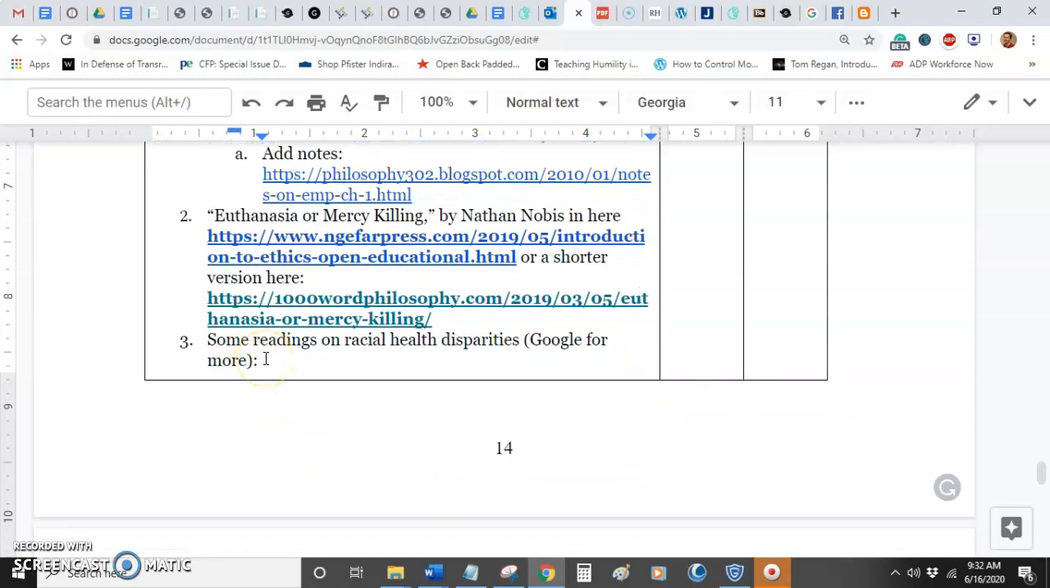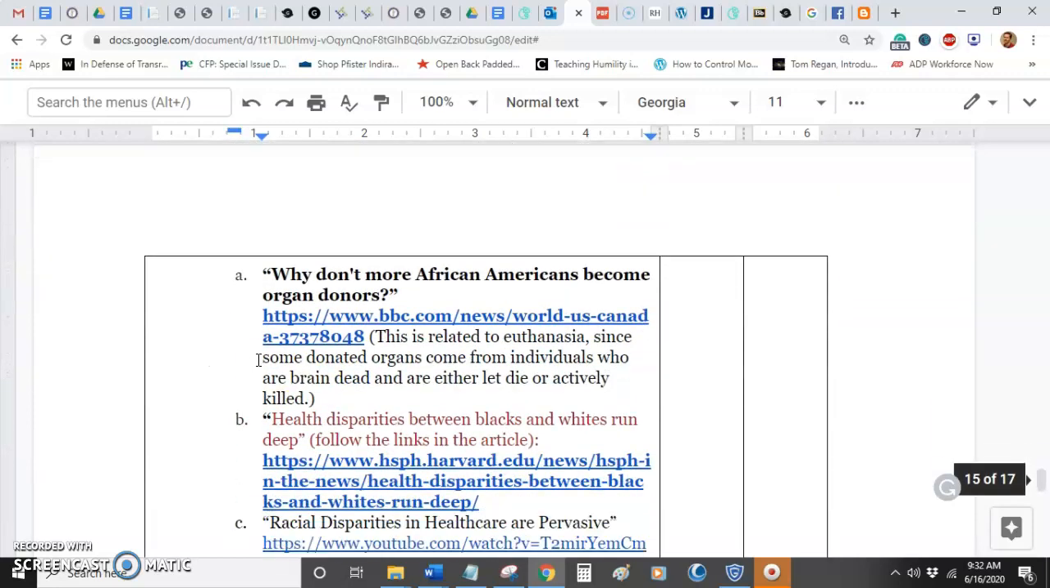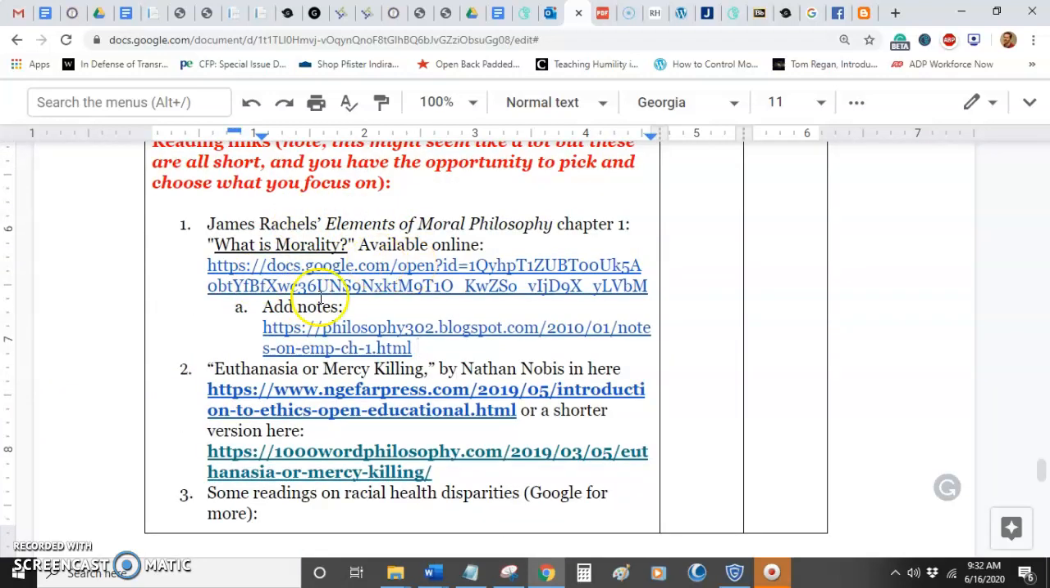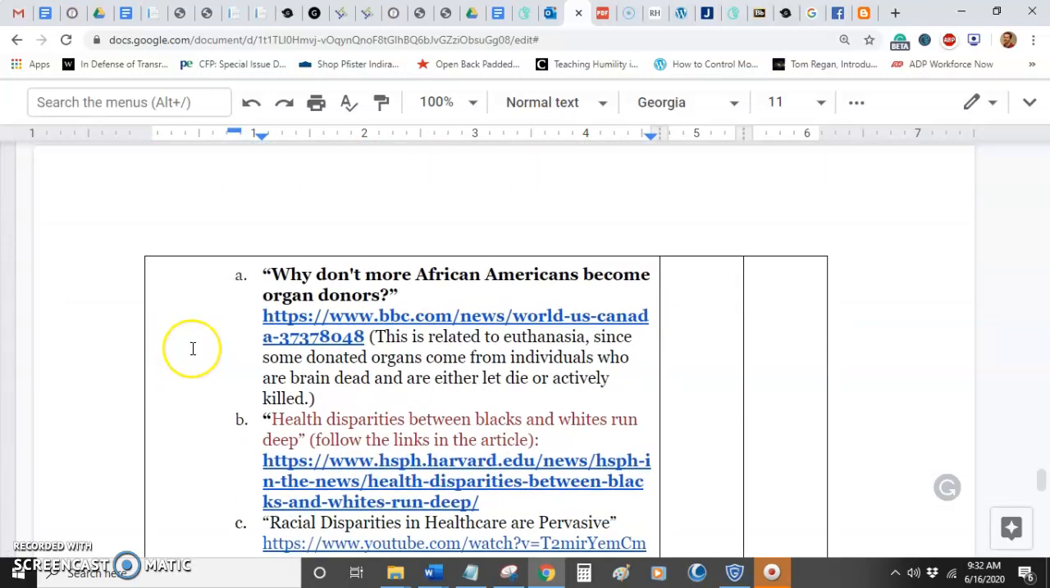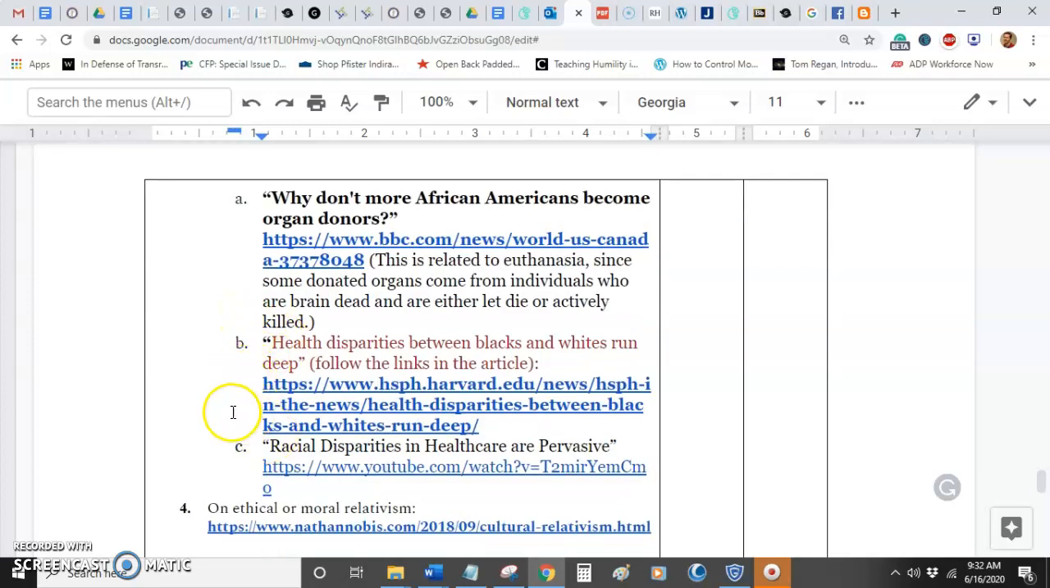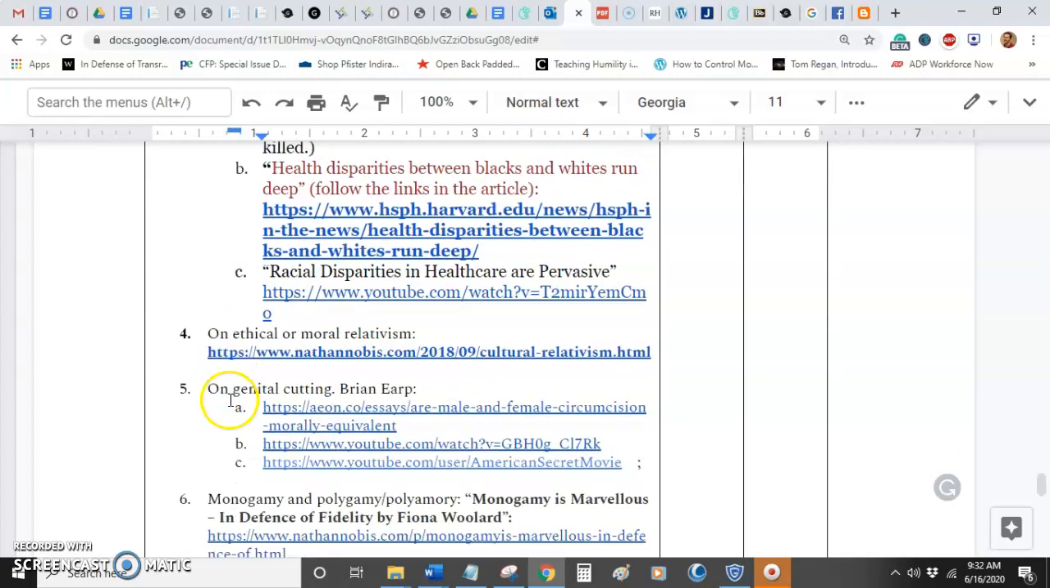Since we're on some health-related issues, I thought it'd be good for you to look up some stuff about racial health disparities. So here's an article on African Americans and organ donation. And in the original case above in the Elements of Moral Philosophy, there's one case about organ donation. They want to kill a baby to take her organs to save other children. So we have the topic of organ donation there, and then a racial dimension of organ donation here. A little bit on health disparities. All right, next.